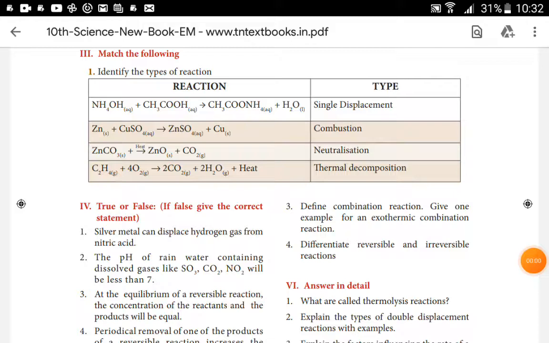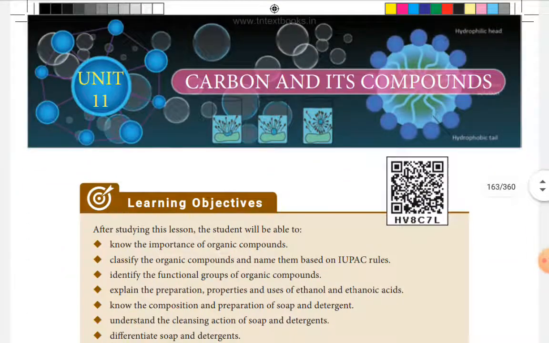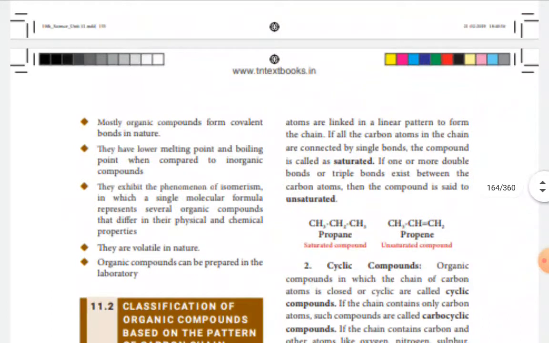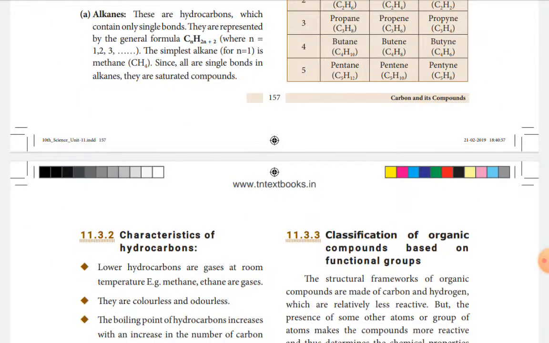Yes, my dear students of 10th standard, nowadays we are discussing the nomenclature of organic compounds, in the lesson Carbon and its Compounds, Unit 11, which is your chemistry portion of science. And in the nomenclature, how the names of organic compounds are derived.